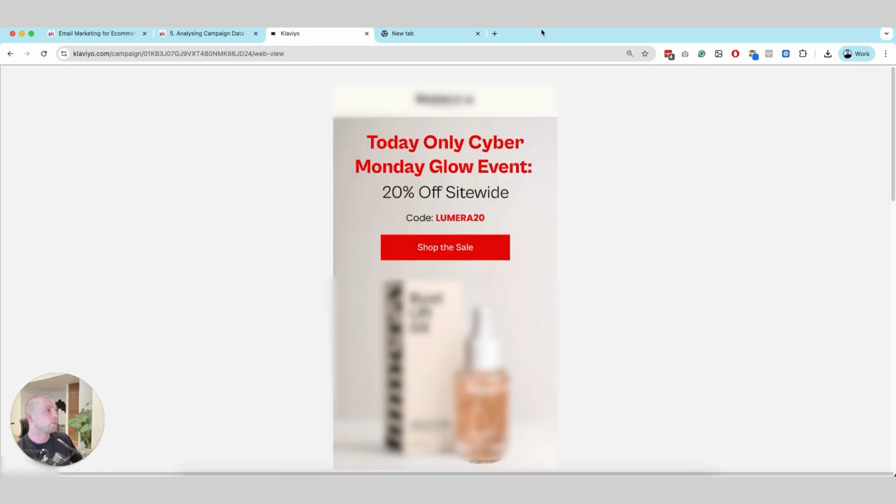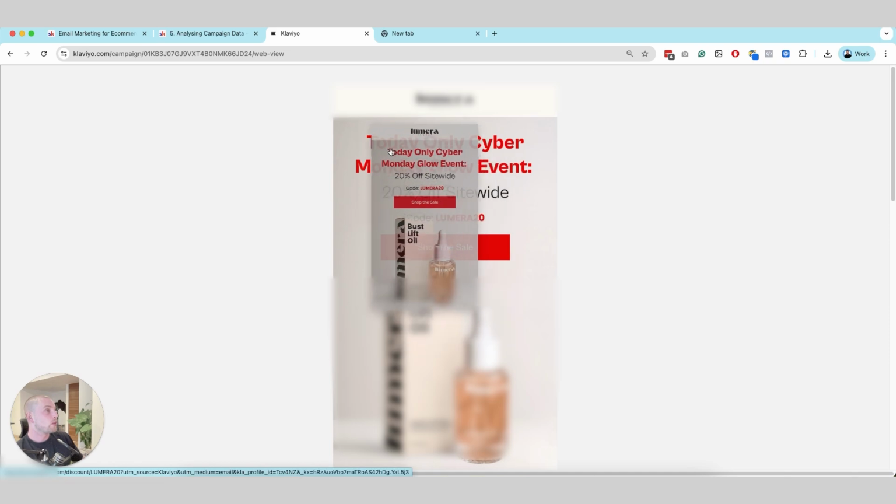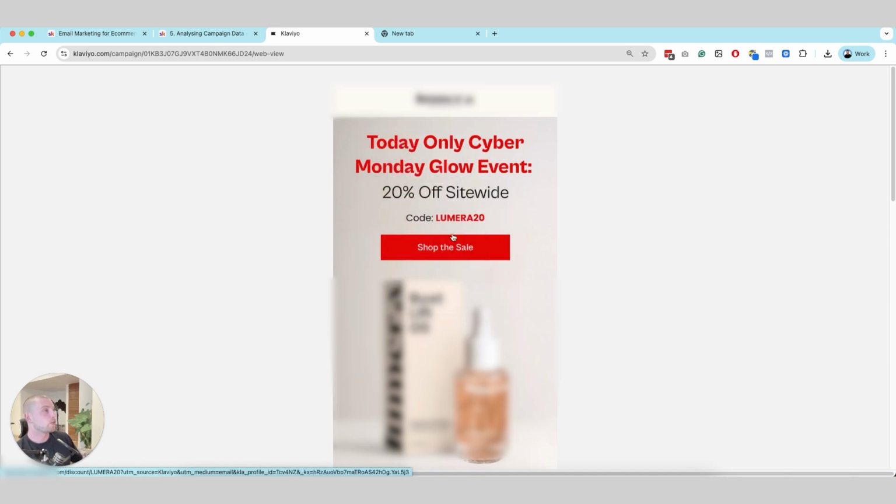Number three is also, the segmentation might be a little bit off here. Great. This, I don't see any problems with this. Shop the sale, call to action is super clear, straight up the top. So there is not really going to be an issue with the actual email itself.